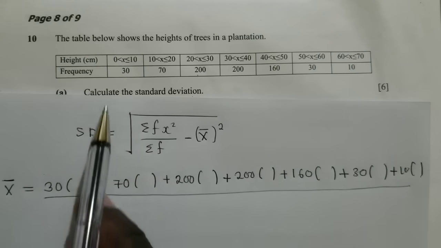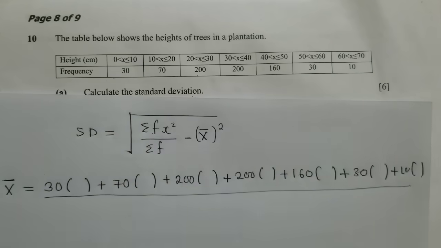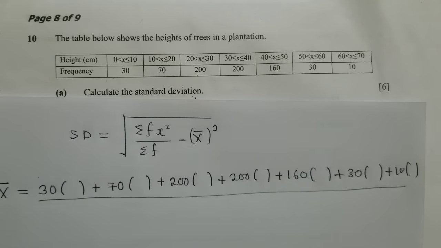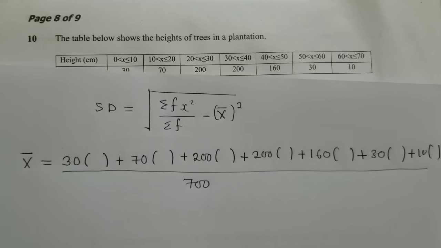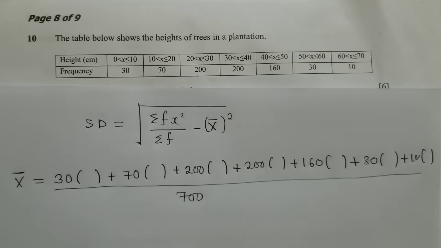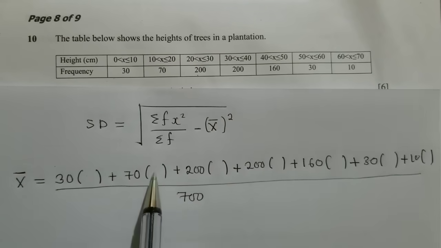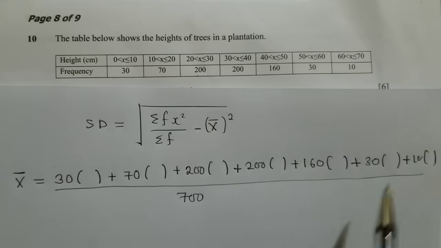So now, what is the total number here? What is the total number? You add the frequencies. So we've got 30 plus 70 plus 200 plus 200 there plus 160 plus 30 plus a 10. It's giving us 700. Hopefully, that's what you found, 700. Now, the question will be, what are we supposed to put inside here? We are supposed to put the midpoint.